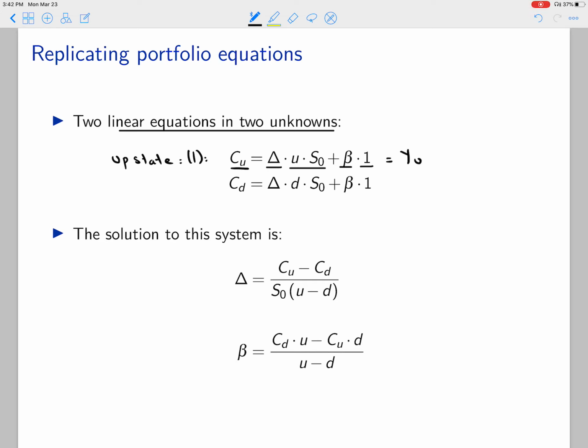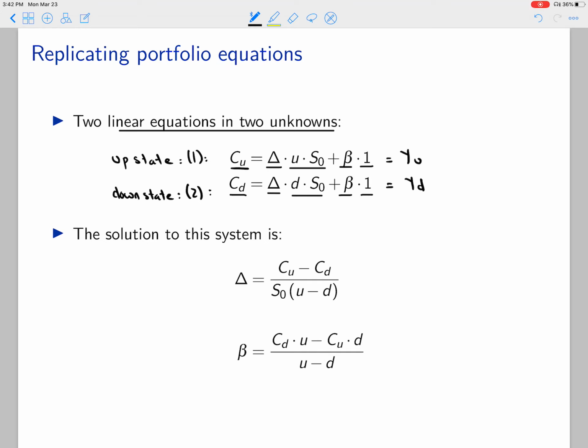Okay. In the second equation, we want the payoff to the call and the portfolio to be the same in the downstate. We'll call this equation 2. The requirement is that the payoff to the call option C sub D is equal to the number of shares we own times the stock price in the downstate plus the number of bonds we own times the payoff of the bond, which is equal to Y sub D.